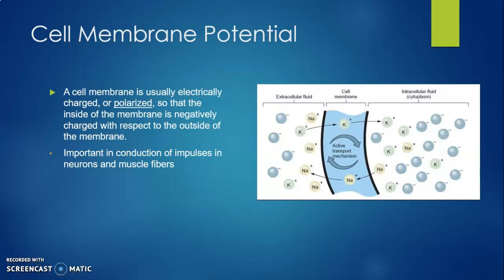So to start off, a cell membrane is usually electrically charged or polarized, so that the inside of the membrane is negatively charged with respect to the outside. So the outside would be the positive. This is important in the action potential, which has to do with the impulses in neurons and muscle fibers.